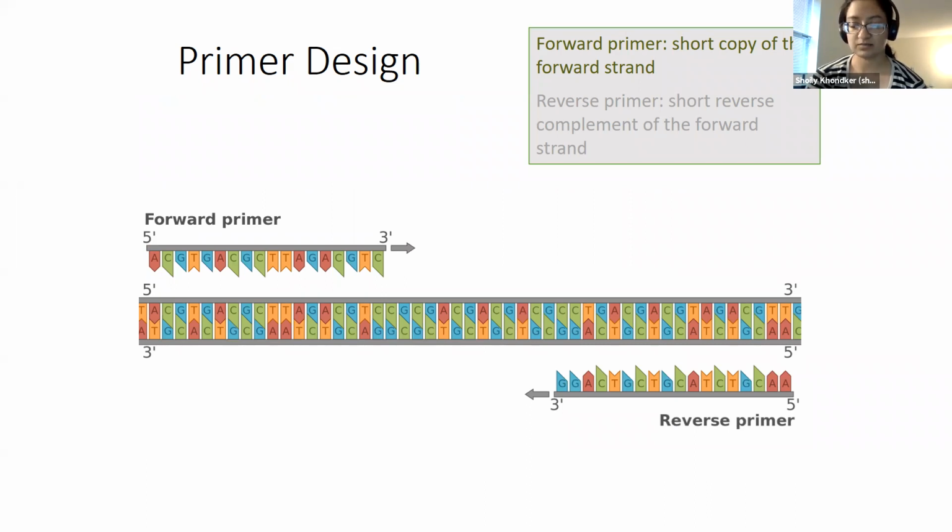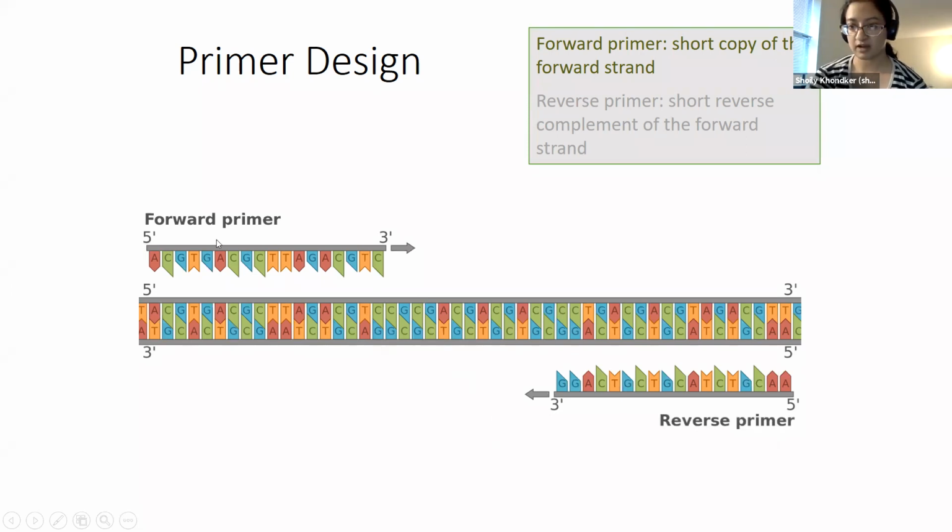Because as I mentioned before, when you're working with PCR, you need to include primers that are specifically designed for your region of interest of DNA. So what you do is you pick two regions that flank the segment of DNA that you're interested in, and for PCR, you need both a forward primer and a reverse primer. So the forward primer will be a copy of the forward strand. So when you're looking over the DNA sequence, you'll be looking at the sequence of the forward strand.